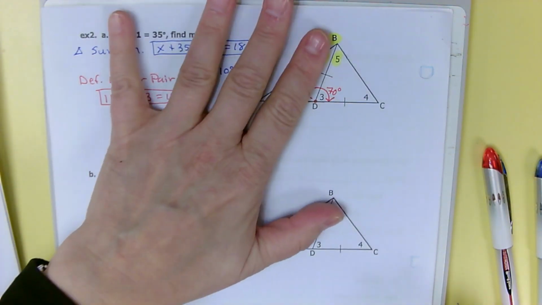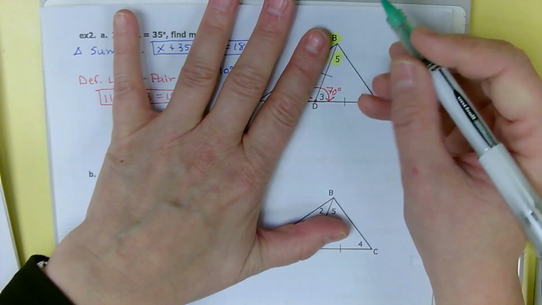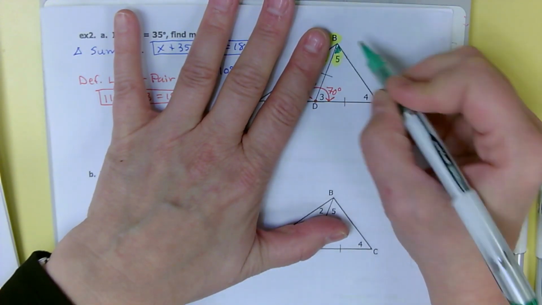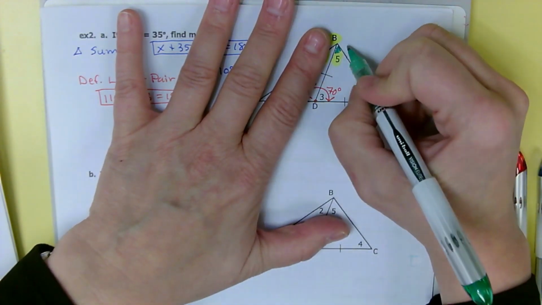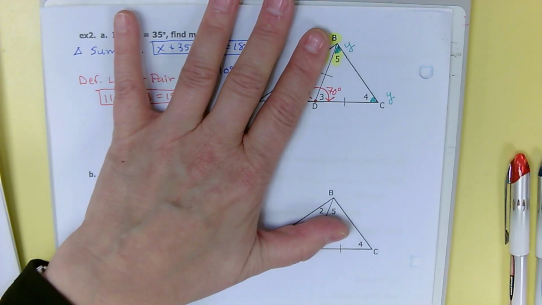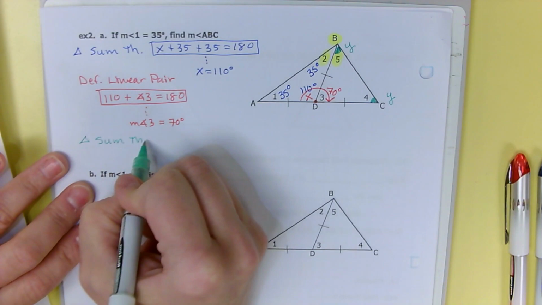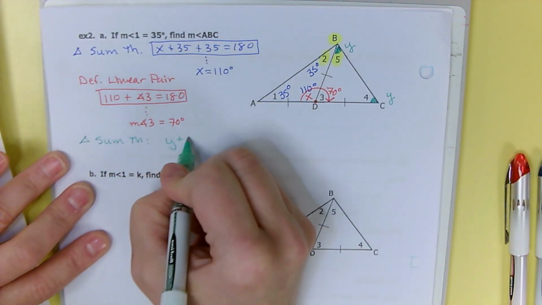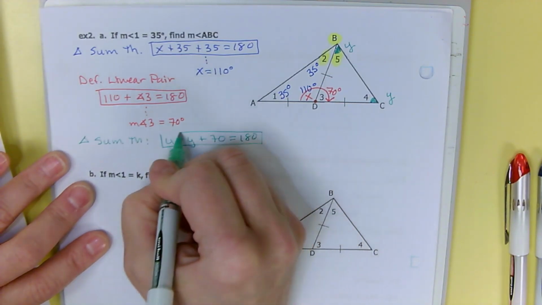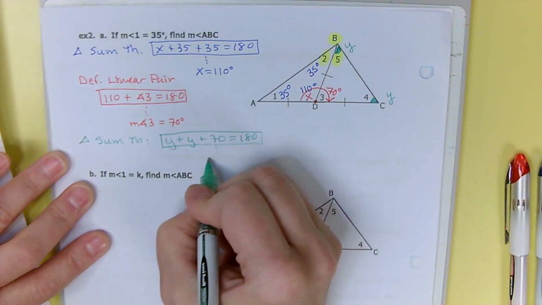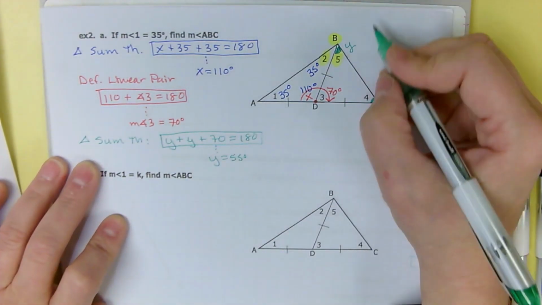And again, looking at BDC, 2 sides are the same, which means 2 angles are the same. So angle 5 and angle C are the same thing. So I'm going to call both of them Y. And then again, using triangle sum theorem, y plus 70 has to be 180 degrees. And when you solve for that, you get y equals 55 degrees.